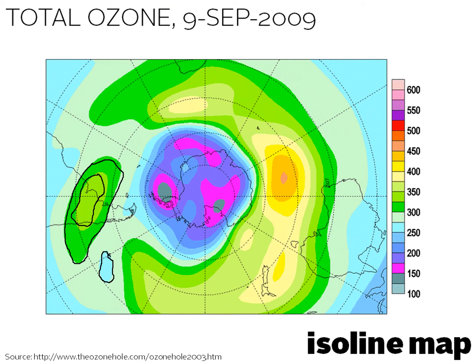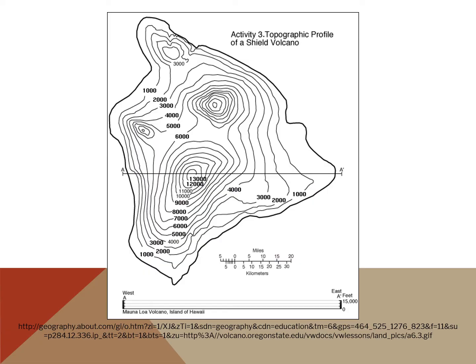Okay. The type of isoline map that we're going to be working with in this class is a topographic map. A topographic map, okay, that's on your notes to fill in. The type of isoline you have is elevation. These are called contour lines, the lines of elevation.